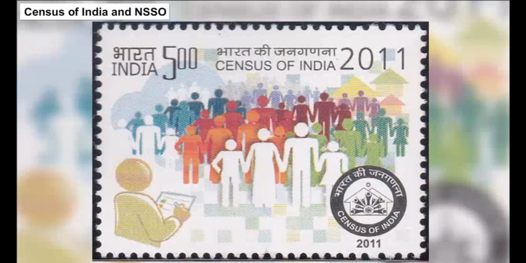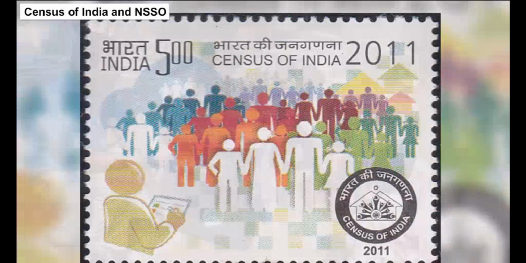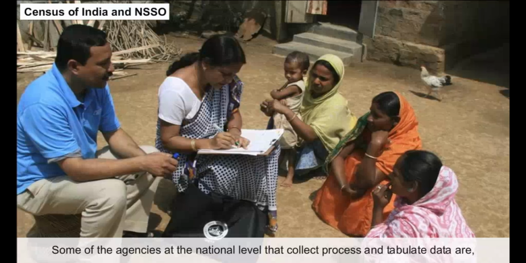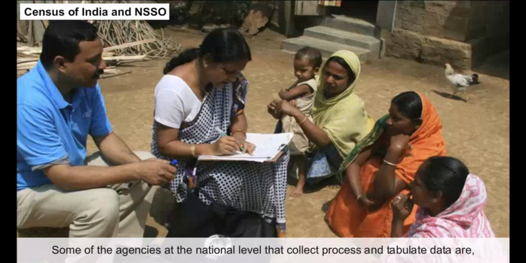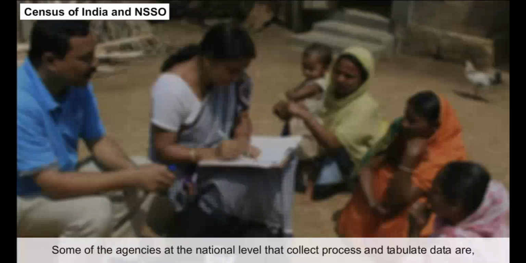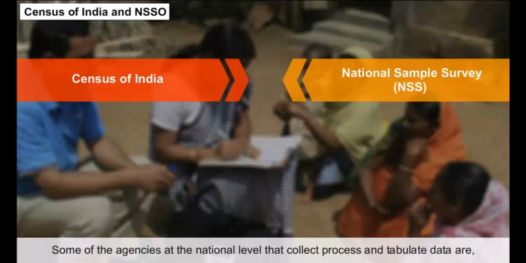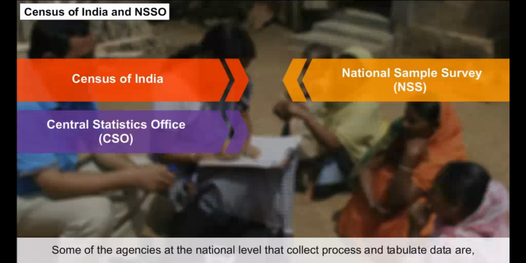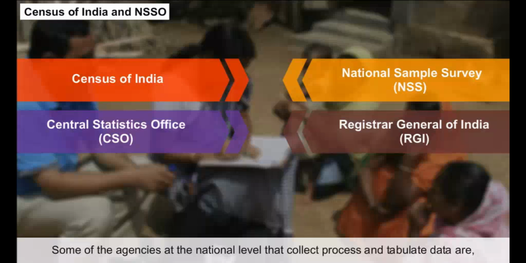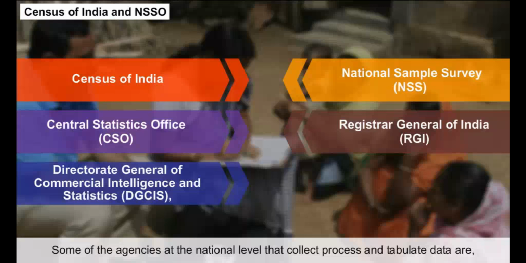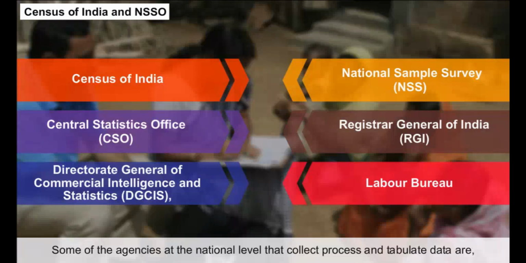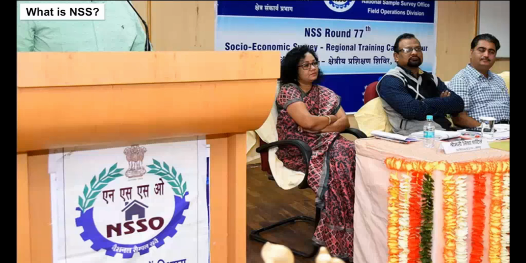Census of India and NSSO. Some of the agencies at the national level that collect, process and tabulate data are Census of India, National Sample Survey, NSS, Central Statistics Office, CSO, Registrar General of India, RGI, Directorate General of Commercial Intelligence and Statistics, DGCIS, Labour Bureau, etc. What is NSS?